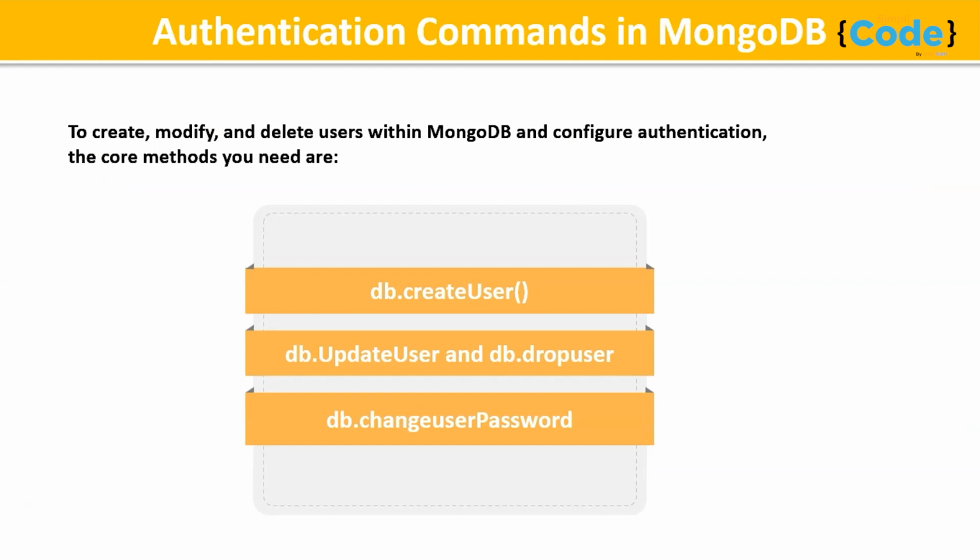Now there are various commands that you can use to authenticate in MongoDB. For creating, modifying and deleting users within MongoDB and to configure authentication, the core methods you need are db.createUser, which creates a user for authentication purposes. Next, we have db.updateUser and db.dropUser. These two update the details of a user account and delete a MongoDB user account. And finally, we have db.changeUserPassword, which changes the password used by the user account.